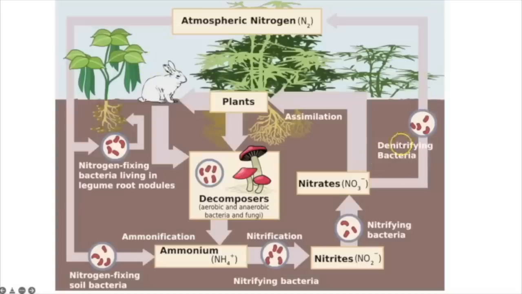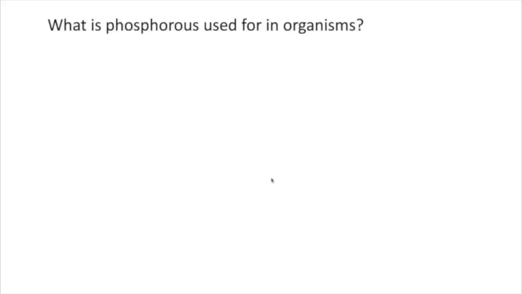So other than the denitrifying bacteria stage, all of the other stages are oxidation, and they would require oxygen to be present. The other cycle you need to know is the phosphorus cycle.